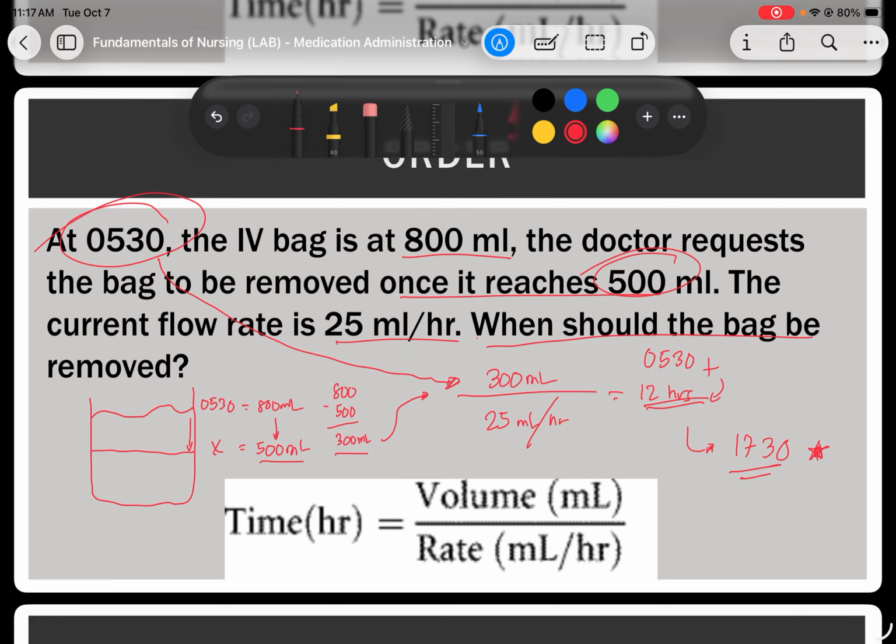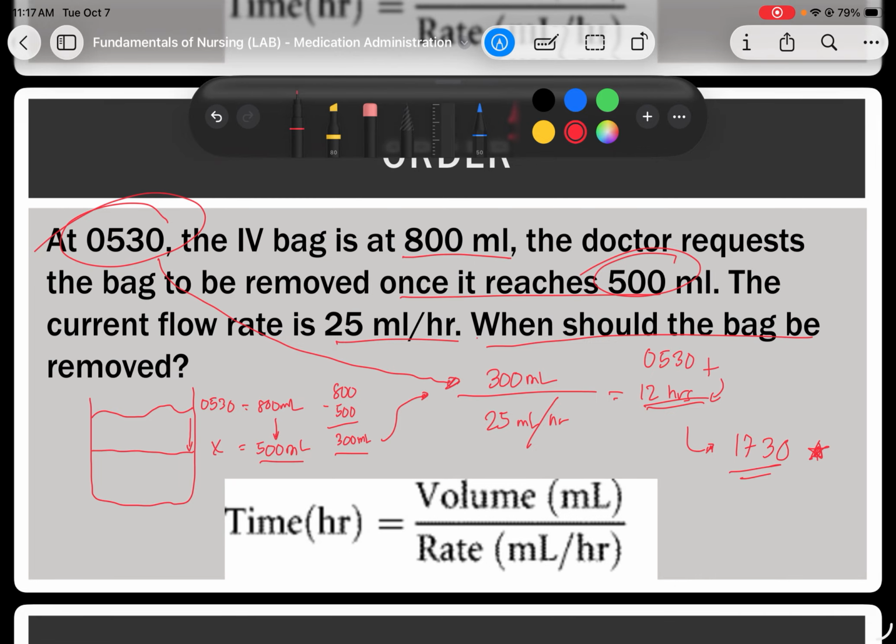I'm Bisaya, okay? If I give IV fluids at 5:30 in the morning, the IV bag is at 800 ml. The doctor tells me that when it reaches 500 ml, I should stop it. So it means I need to infuse the 800 ml down until it reaches 500 ml. Okay? And I know that the flow rate is 25 ml per hour.